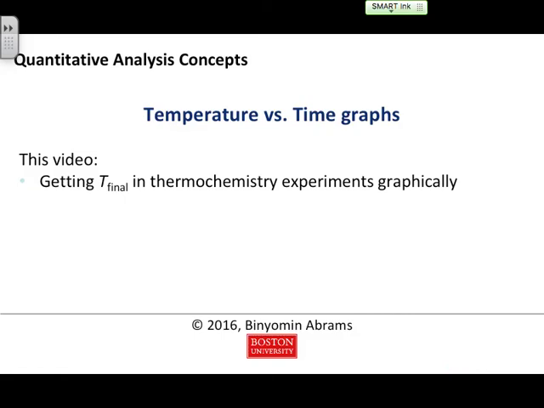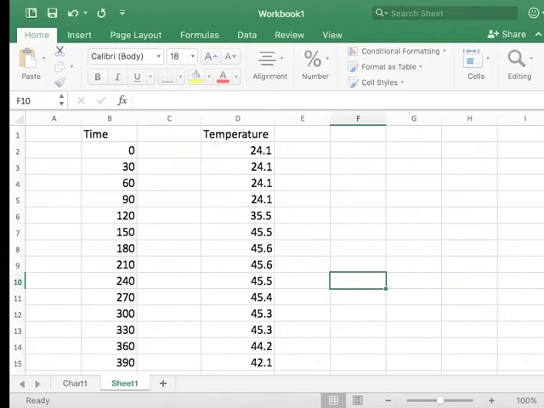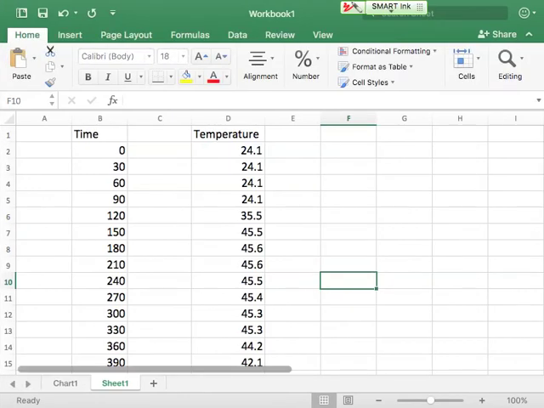In this video, we'll explore how to find the final temperature in a thermochemistry experiment using a graphical method. Start by tabulating your data for your experiment. Here we have data recorded.